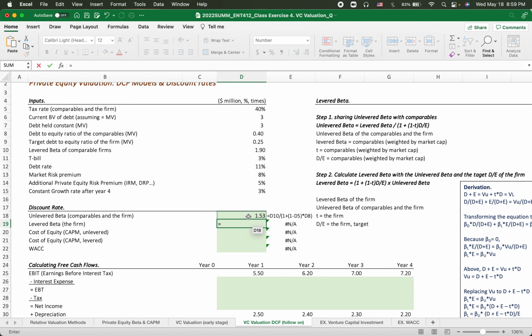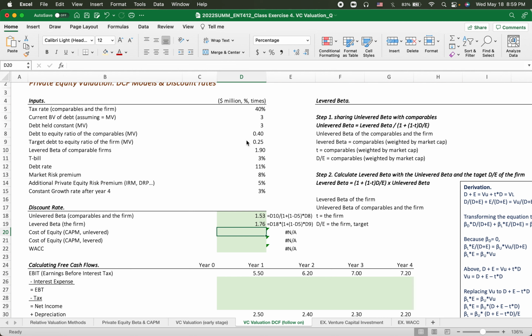to get the levered beta of the firm using the unique debt equity structure of the company, right? So here 1.53 now times 1 plus, open the parentheses, 1 minus tax rate, then multiply by the target debt to equity ratio of the venture firm, right? And then we get 1.76, very high, 10% higher.